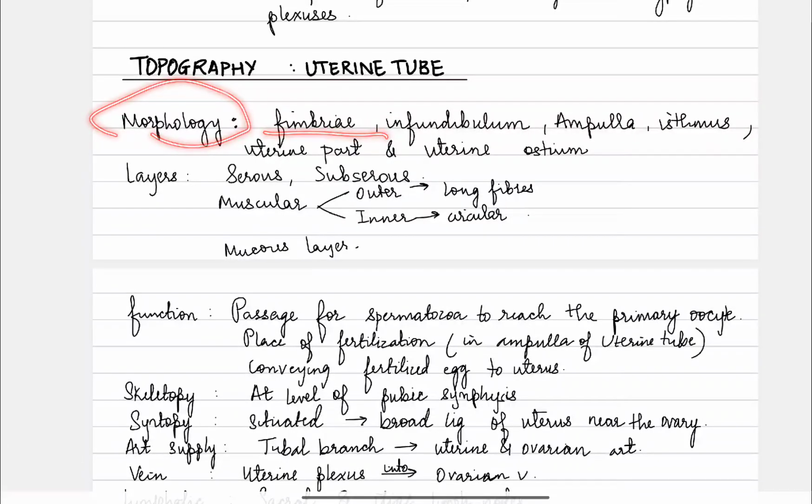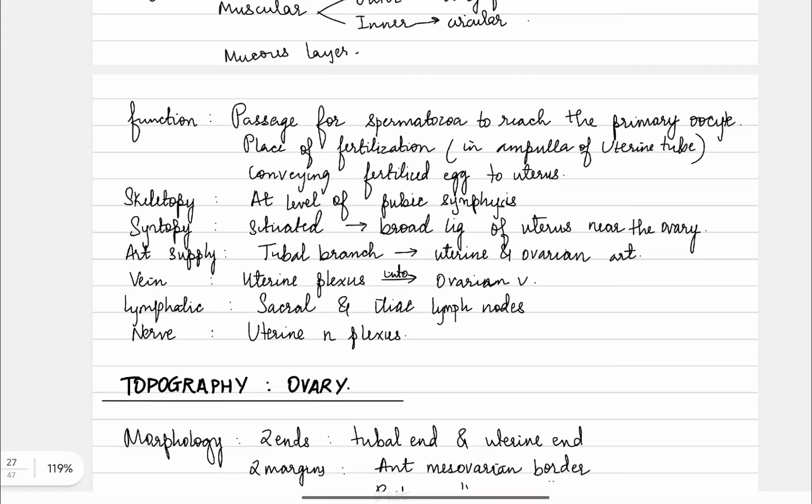Morphology is fimbriae, infundibulum, ampulla, isthmus, uterine part and uterine ostium. Layers are serous, subserous, muscularis, mucous layer. Muscularis, outer and inner, outer longitudinal, inner circular. Function is passage of spermatozoa to reach the primary oocyte. Place of fertilization is the ampulla part of the uterine tube, conveying fertilized egg to uterus.